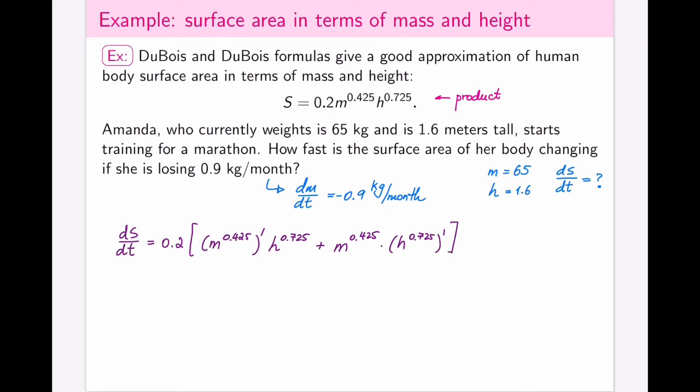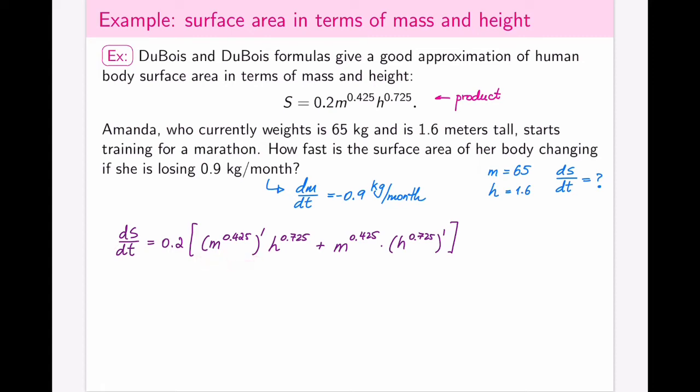Now, again, the prime notation isn't ideal here because I actually do have to keep in mind that I'm taking a derivative of that with respect to time. And so these, the mass and the height, might be functions of time. I know that the mass certainly is, and I have to think about whether or not the height is. Okay, so let's now take derivatives.